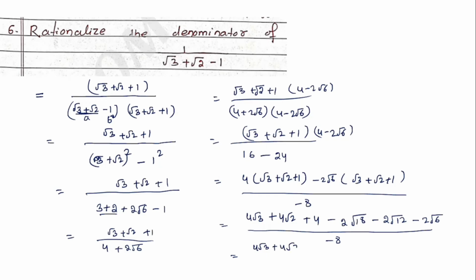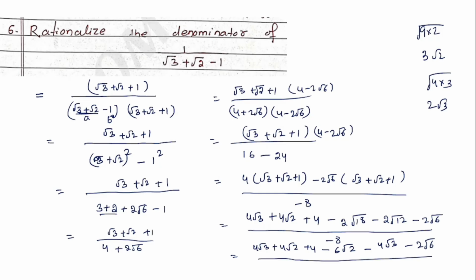Now 4 root 3 plus 4 root 2 plus 4 minus 18, we can write 9 into 2 root, that is 3 root 2. Yes or no? 3 here is 2, that is 6 root 2. Any doubt? Minus 12 we can write 4 into 3, that is 2 root 3. So 2 here is 2, that is 4 root 3 minus 2 root 6 divided by minus 8.